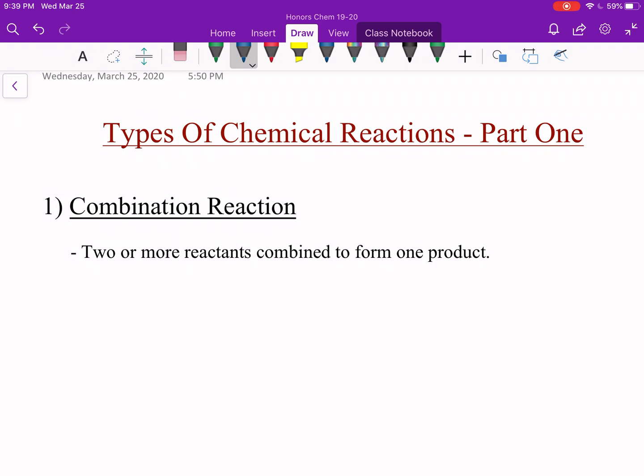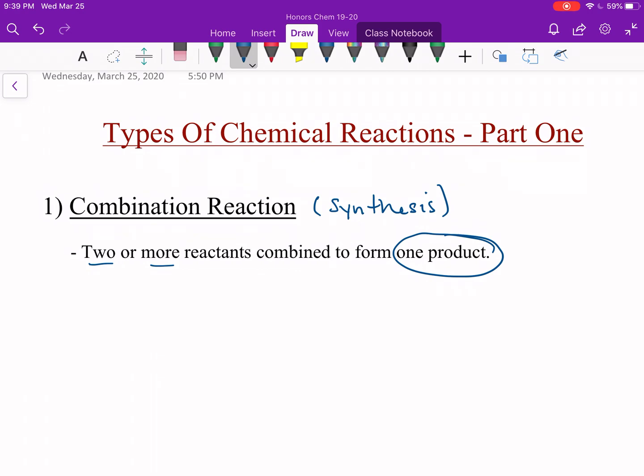A combination reaction may also be known as a synthesis reaction, depending on what textbook you use. Basically, they mean the same thing. With the combination reaction, what's going on is exactly as it sounds. We take two or more reactants and combine them to form one product. That's the important thing: when we look at a combination reaction, we're only forming one thing.